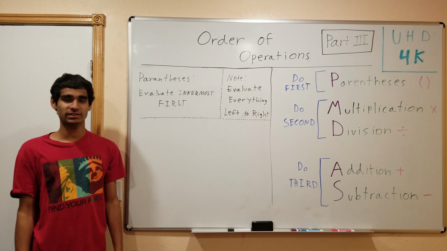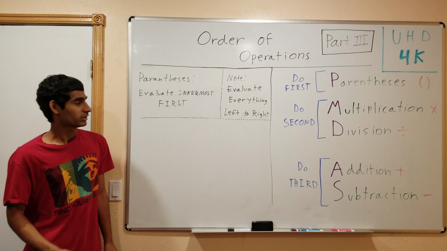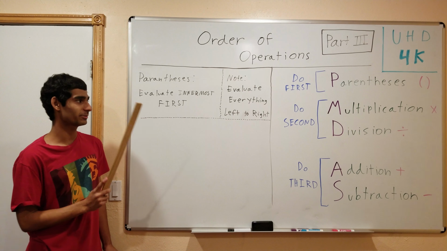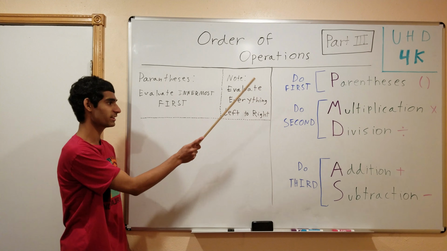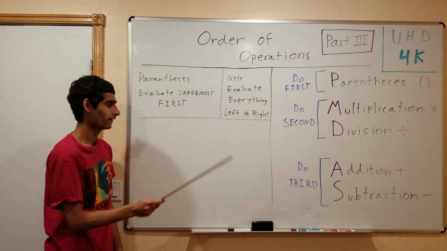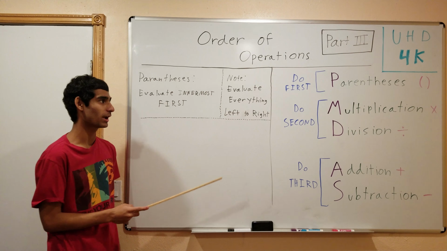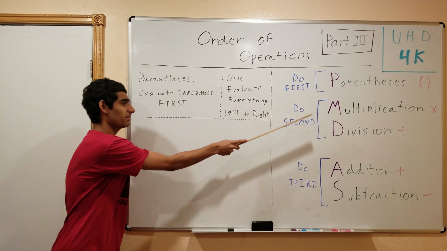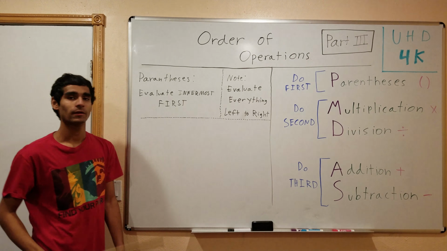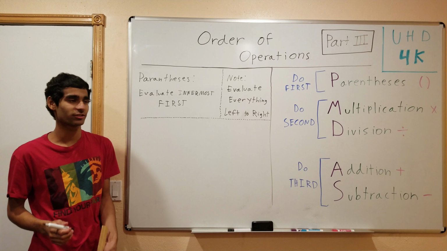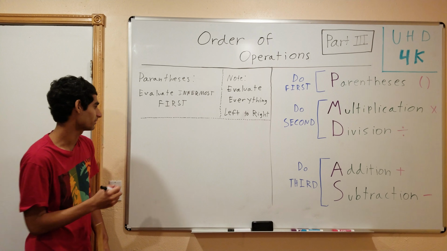So in Order of Operations Parts 1 and 2, we learned exactly how to evaluate arithmetic statements with parentheses, multiplication and division, and addition and subtraction. We learned that you have to evaluate everything left to right, parentheses first, M and D second, A and S third. Now what will happen if you have nested parentheses? I'll show you what I mean by that.